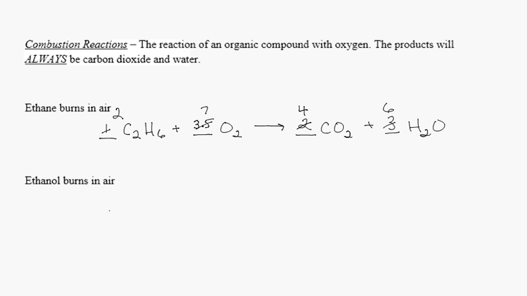Ethanol burns in air. Ethanol, C2. It's supposed to be H6, but one of the H's is replaced by an OH, so C2H5OH. Reacts with oxygen, forms carbon dioxide and water. Feel free to pause the video.